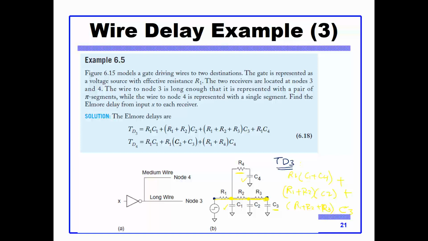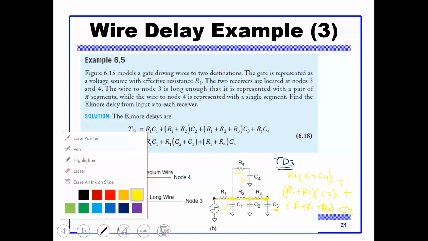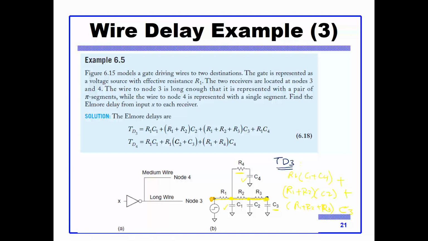Now he wants me to compute the delay between this point and this point. In this case, I will short circuit this resistance and this resistance, but I will keep this one and this one. So TD4 equals, first I'll measure this delay here, R1, multiplied by C1 plus C2 plus C3, because that's the capacitance at this node. Plus this node here, which is R1 plus R4 multiplied by C4. Okay, so this is how I estimate the delays of complex RC networks.